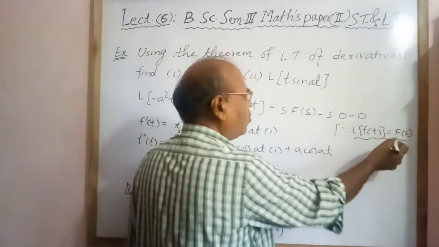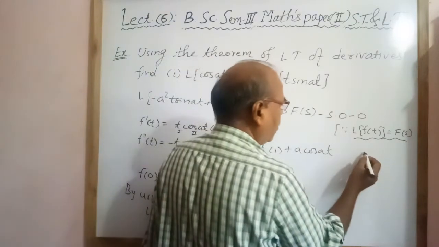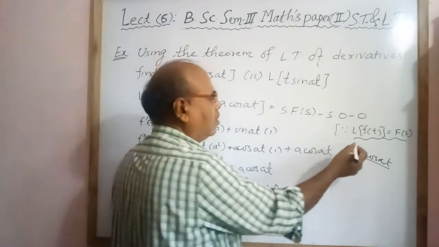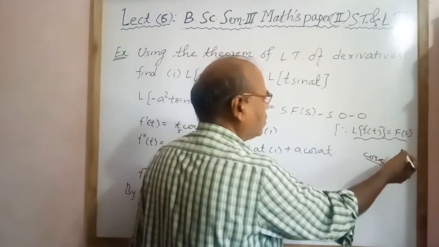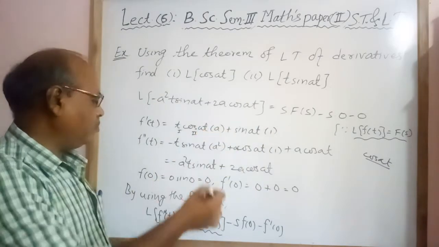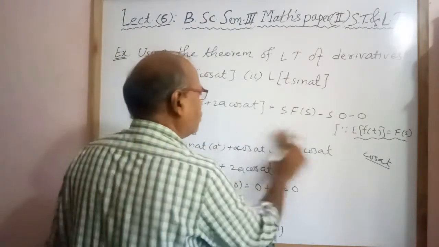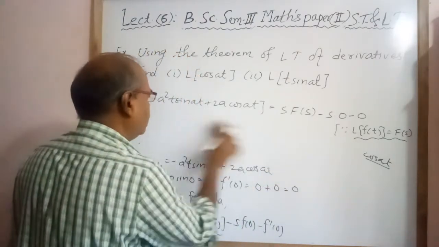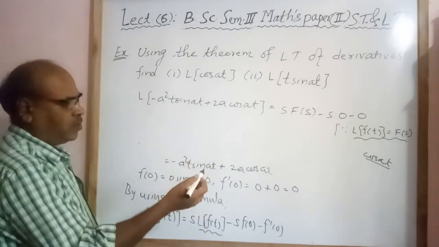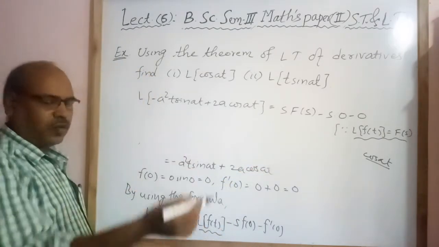Now this Laplace of f of t equal to f of s, you use this idea in the previous example, that is the first example of cos at. In the previous example you put here Laplace of f of t equal to f of s instead of using the previous formula. Try the previous example by taking Laplace of f of t equal to f of s in the formula, then you solve the previous example.